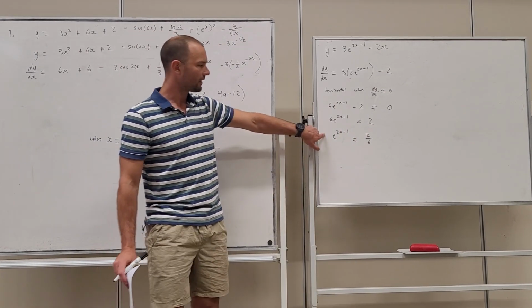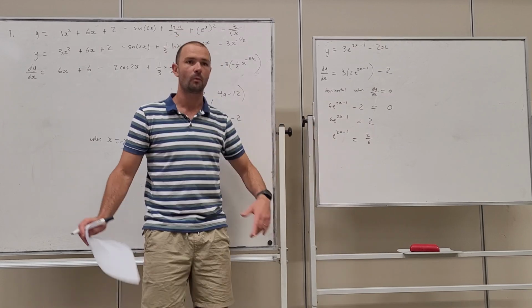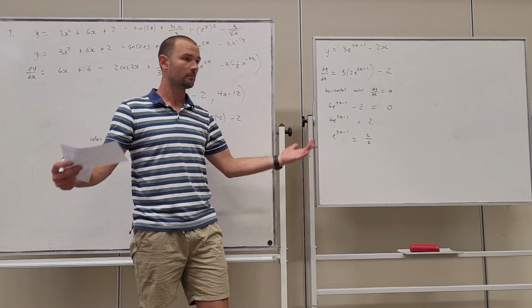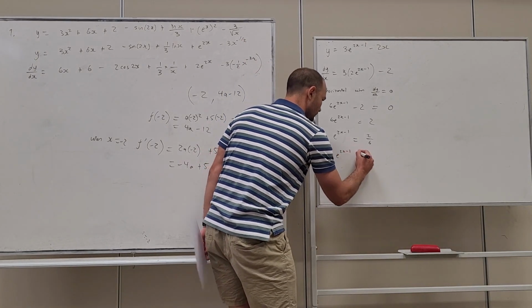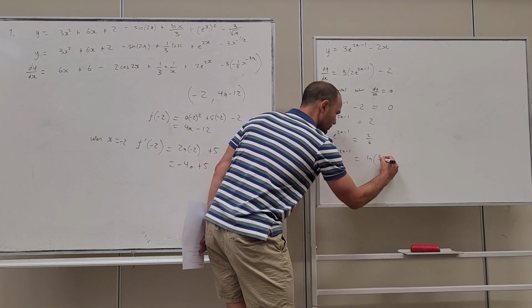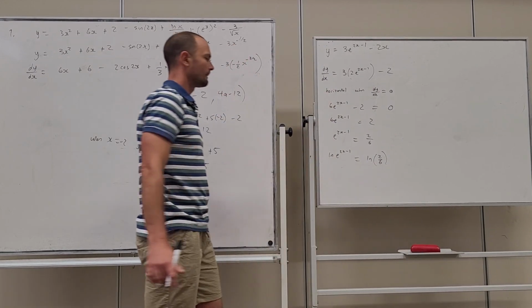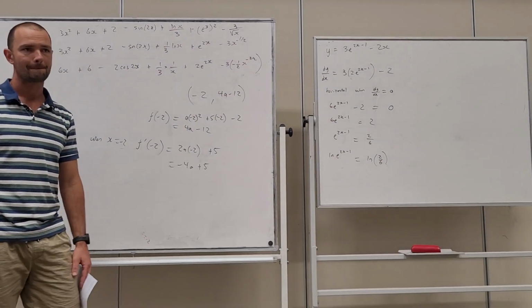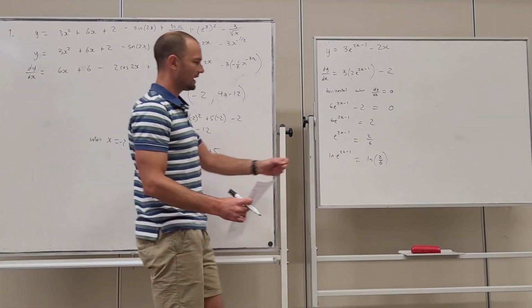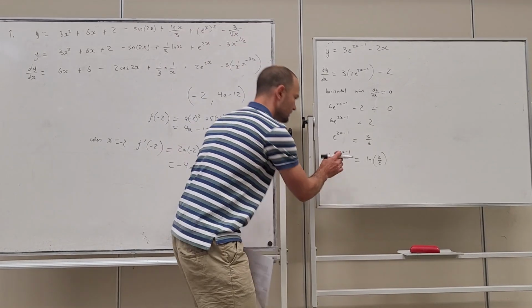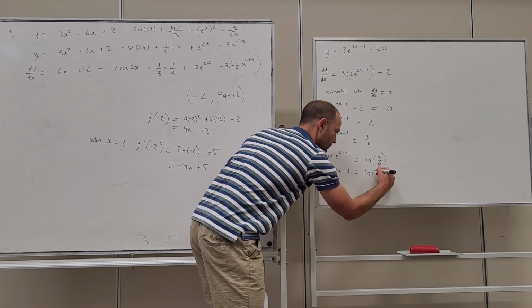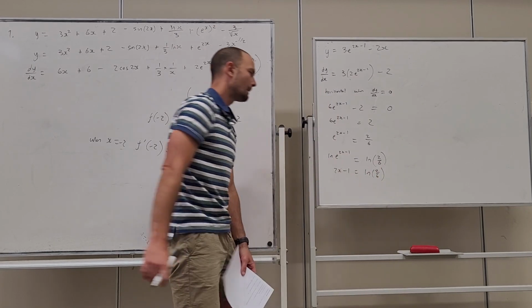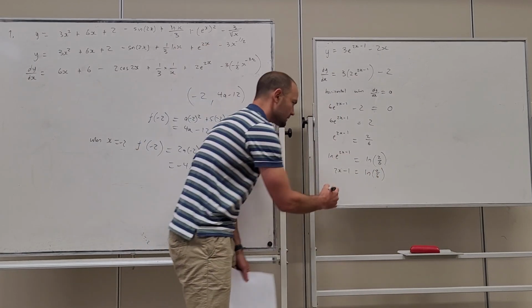Once we've got the exponential component by itself, we're going to take the natural logarithm of both sides. So we'll have ln e to the 2x take 1 equals ln of 2 on 6. Now, ln e to the x simplifies to x. So ln e to the 2x take 1 simplifies to 2x take 1. Plus 1 to both sides.